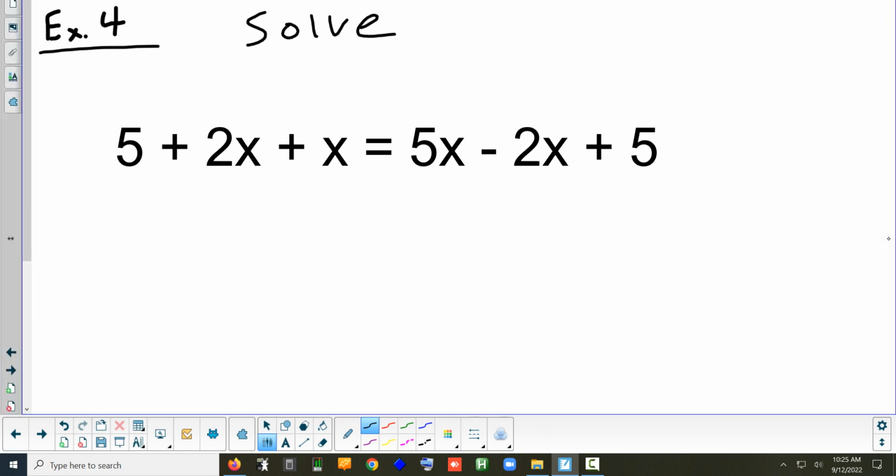All right, so this one says, and again, just do it right below example 3. I would say right in the middle of the page, maybe, and then leave room at the bottom for example 5. It says 5 plus 2x plus x equals 5 minus 2x plus 5. All right. Anybody think they know what we need to do first?